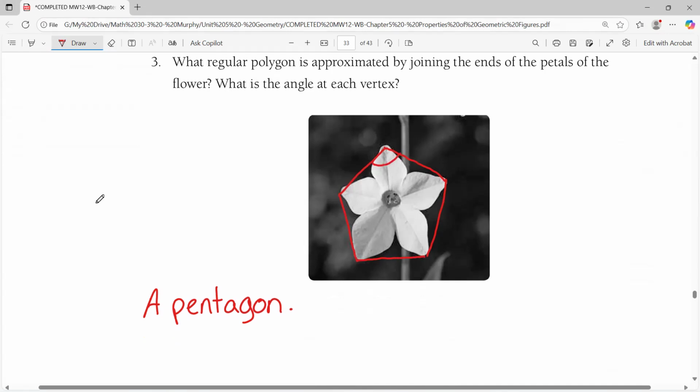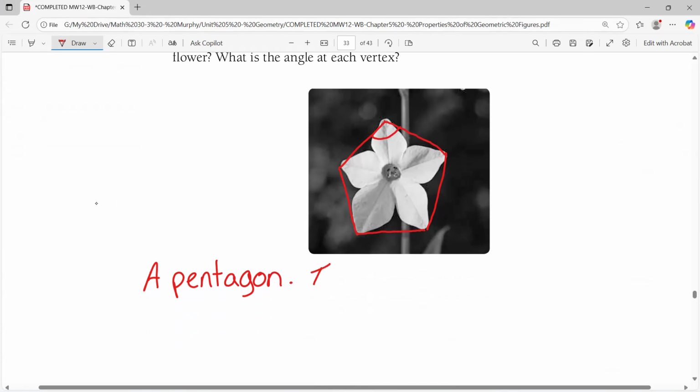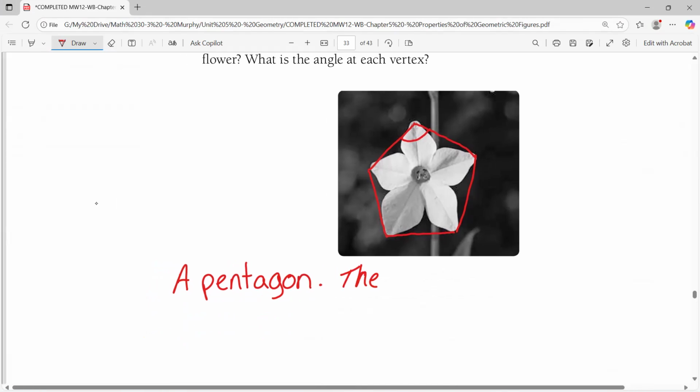And that would mean the angle at each vertex, if we look back on our table, the angles are 108 degrees each. Okay, that is the end of lesson 8, part 2.